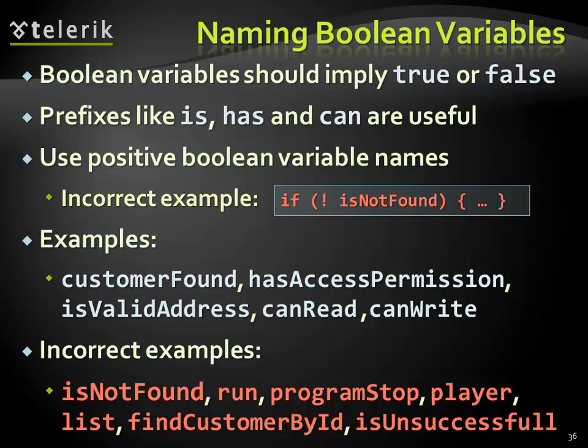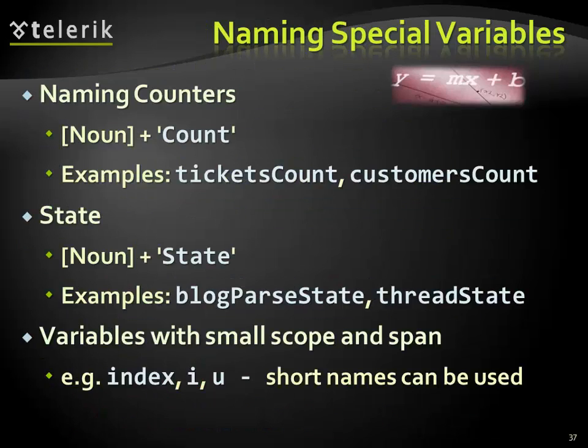Naming special variables like counters would normally add a suffix count to a noun in the name, like tickets count, customer count. When your variable is representing a state, you can name it in a similar way, but with state as a suffix, like block bar state, thread state.